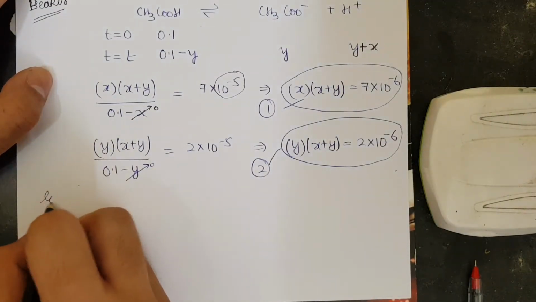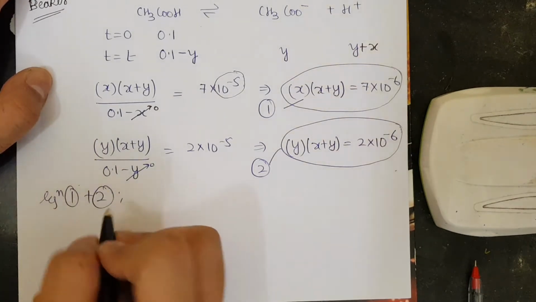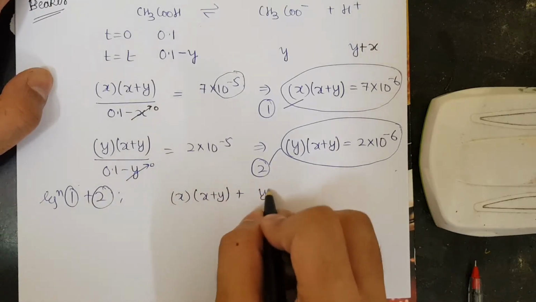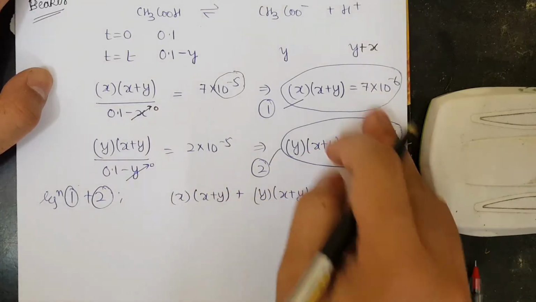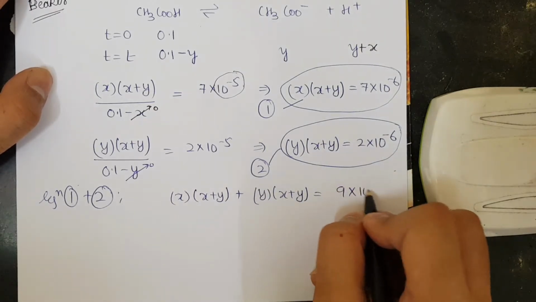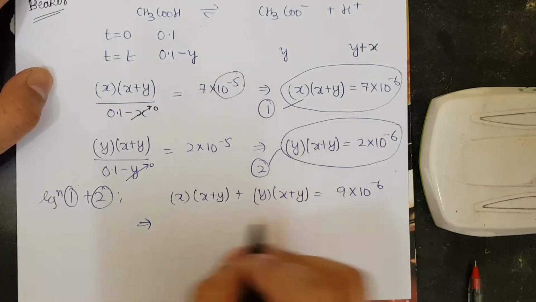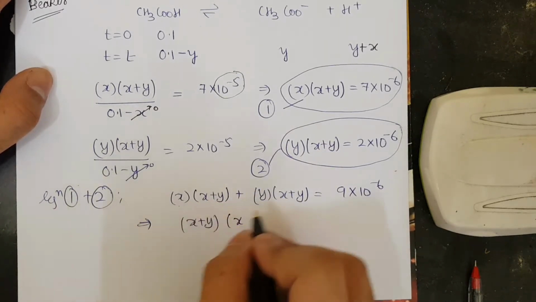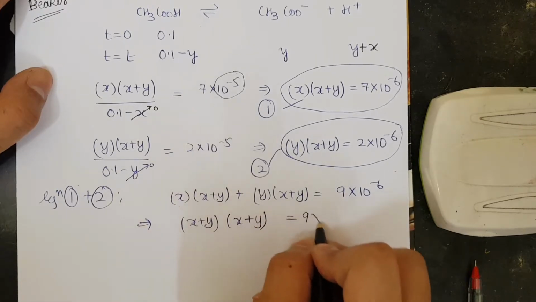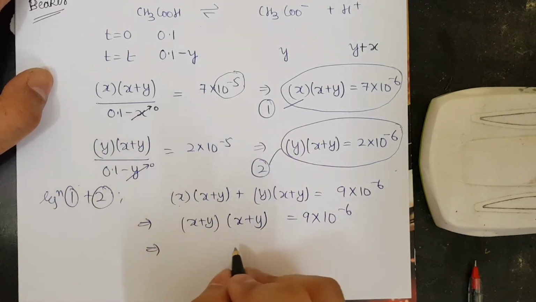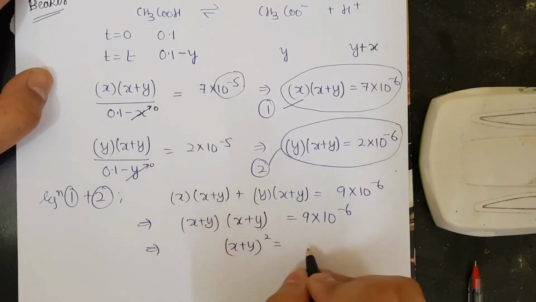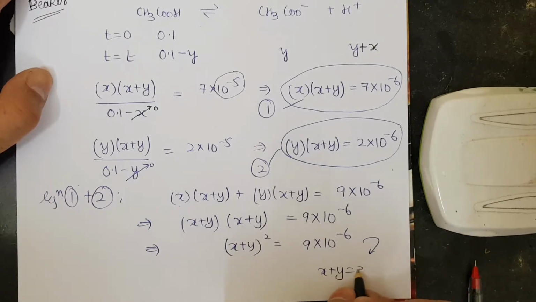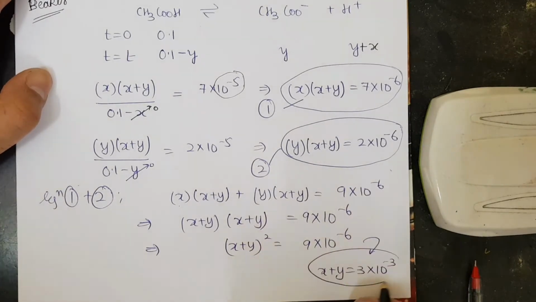Now we add equation number 1 plus equation number 2. So we get x into (x plus y) plus y into (x plus y). Now 7 and 2 becomes 9, so 9 into 10 raised to power minus 6. Take out (x plus y) to be common from here. Inside we get x plus y. So (x plus y) whole square is equal to 9 into 10 raised to power minus 6, which implies x plus y is equal to 3 into 10 raised to power minus 3.